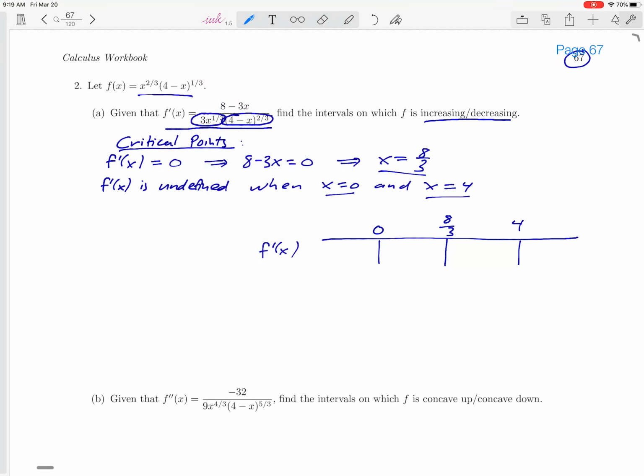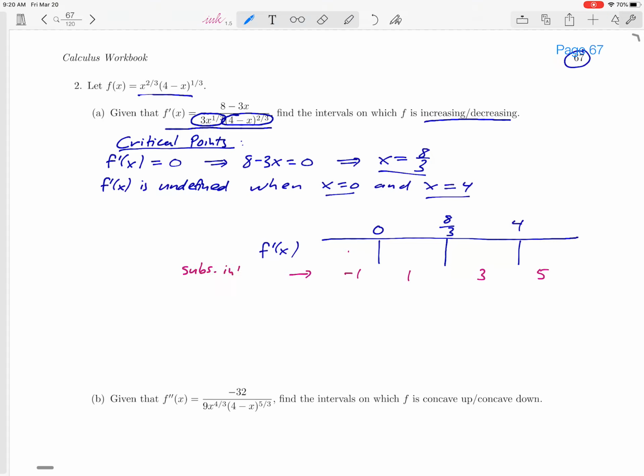All right, and you might remember the next step is to pick some test values. Okay, so we need a number that's less than 0 for that first interval, maybe -1. And then between 0 and 8/3, nice number, there we could maybe choose 1. And between 8/3 and 4, maybe 3. And then finally a number that's bigger than 4, we'll choose 5.